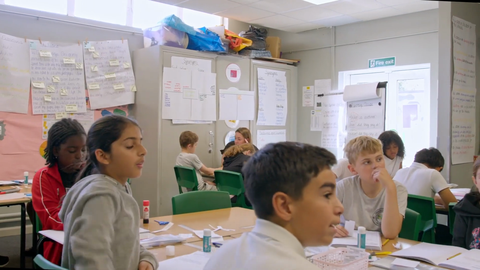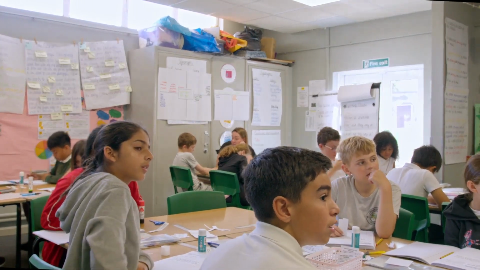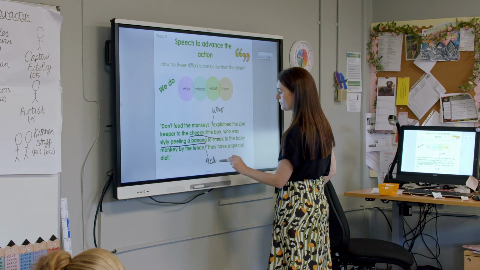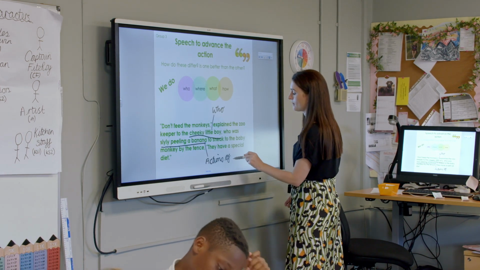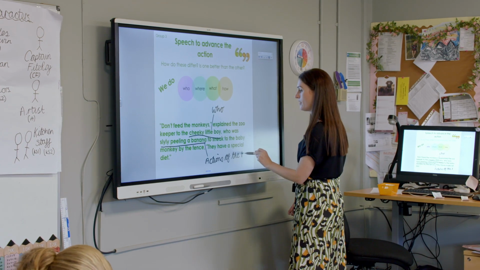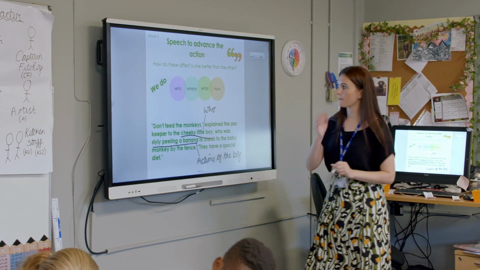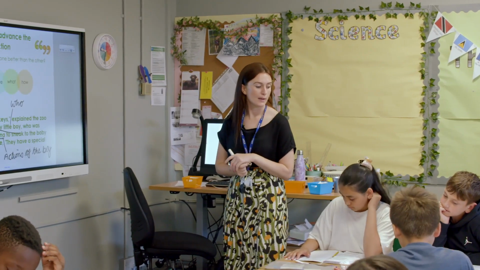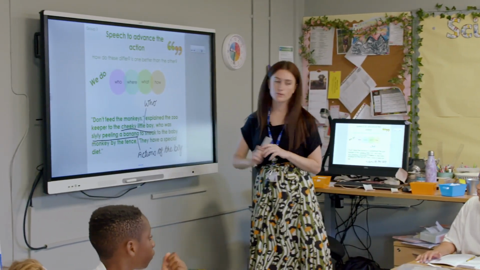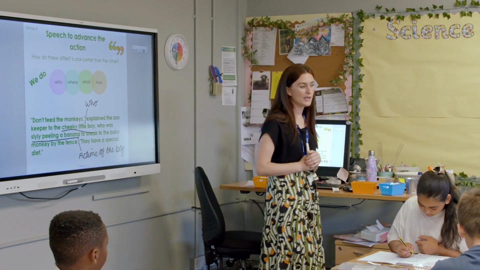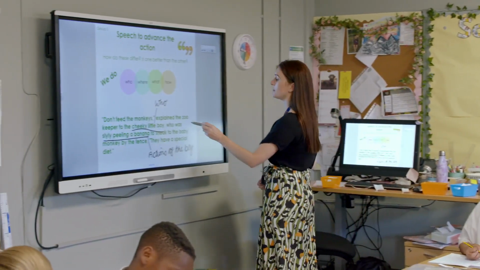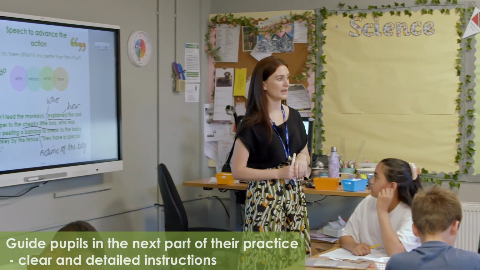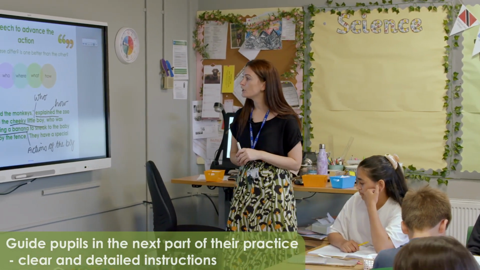Oliver? Yeah, so the boy is slyly peeling the banana. So the actions. Actions of the boy. What about the how? How is the zookeeper talking? Bertie, have a look at this. Does he shout? Does he explain, yeah. So this indicates that he's not screaming, he's not shouting at the boy, telling him off. He's explaining, isn't he? Good.